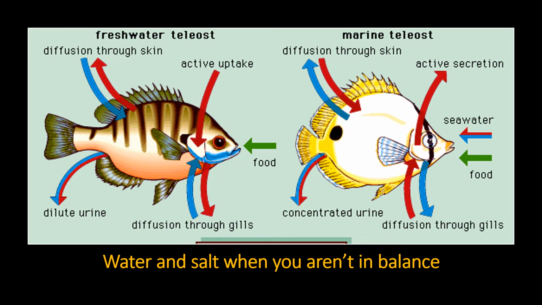So they have to drink a lot of seawater, and they have to actively pump salts back out of their body. So they're constantly pumping salts out. In addition to that, they're going to need to produce relatively concentrated urine to make sure that there isn't a loss of water. I'll just point out that this picture on the right shows concentrated urine coming out by the tail. That's not where the anus is located.